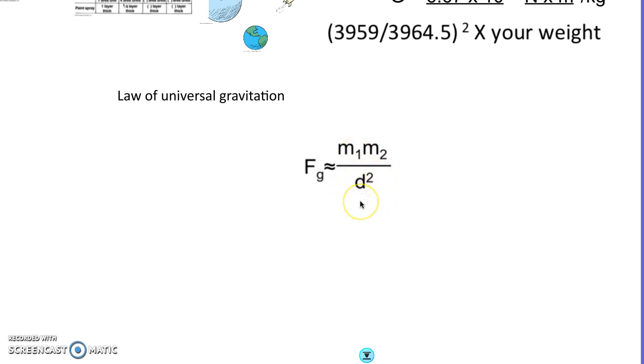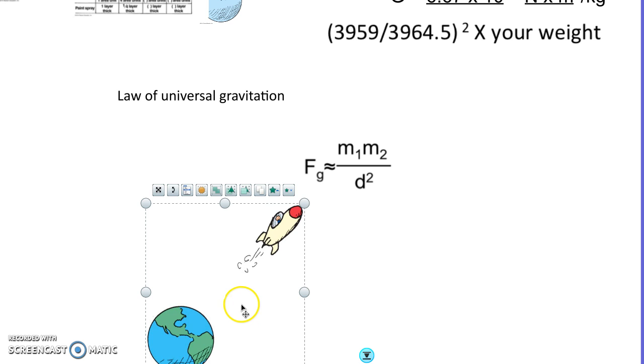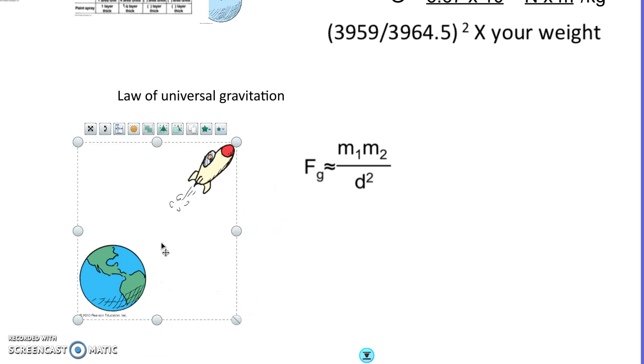Distance, on the other hand, is going to decrease. The farther apart the two objects get, the less gravity you will feel between them. Okay? And so we talk sometimes about leaving the Earth and leaving its gravity as a rocket ship goes off. Technically, that is not true. You can't escape gravity. Okay?